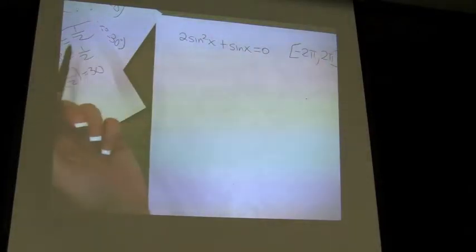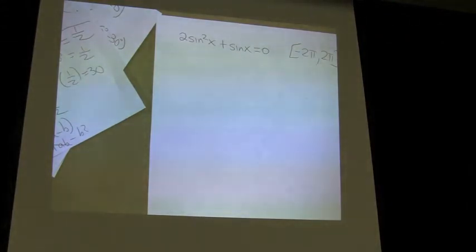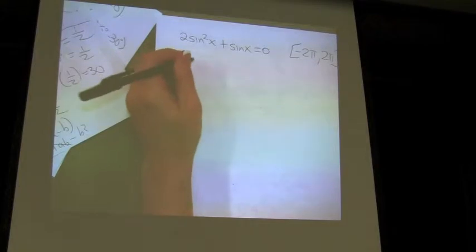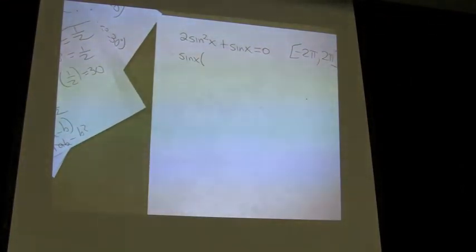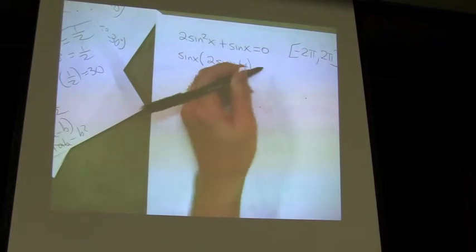All right. How do you solve this equation? You take out a greatest common factor. What's the greatest common factor? Sine x. What are you left with after you take out sine x? 2 sine x plus 1.